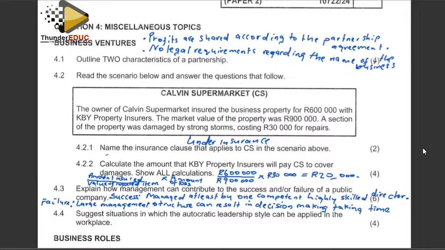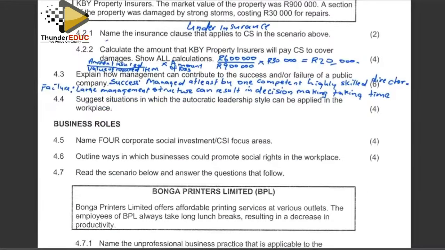Okay, right, Kratos. So now we are done with question 4.3. Question 4.3 reads as follows: Explain how management can contribute to the success and or failure of the public company. On the success side, it is managed by at least one competent, highly skilled director. Failure can result where a large management structure can result in decision making that is going to take a longer period of time.